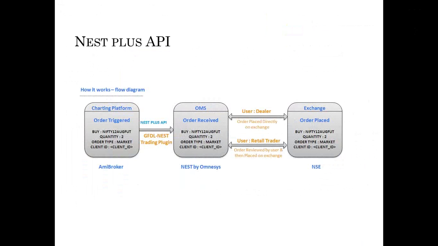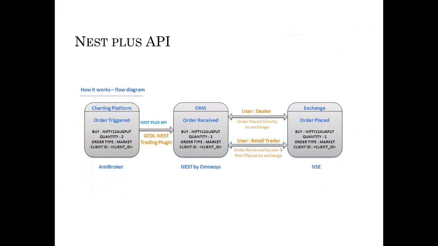The third component is the JDFL Nest trading plugin. You need a plugin which communicates your AmiBroker buy and sell signals to the Nest Plus API. The Nest Plus API generally doesn't understand AmiBroker logic, so we need to write code in AmiBroker which understands it. There is a provider, Global Data Feeds, which provides a Nest Plus trading plugin. Whenever there is a buy or sell order, this plugin communicates instantly to the Nest Plus API, and the API instantly places the order in the exchange.